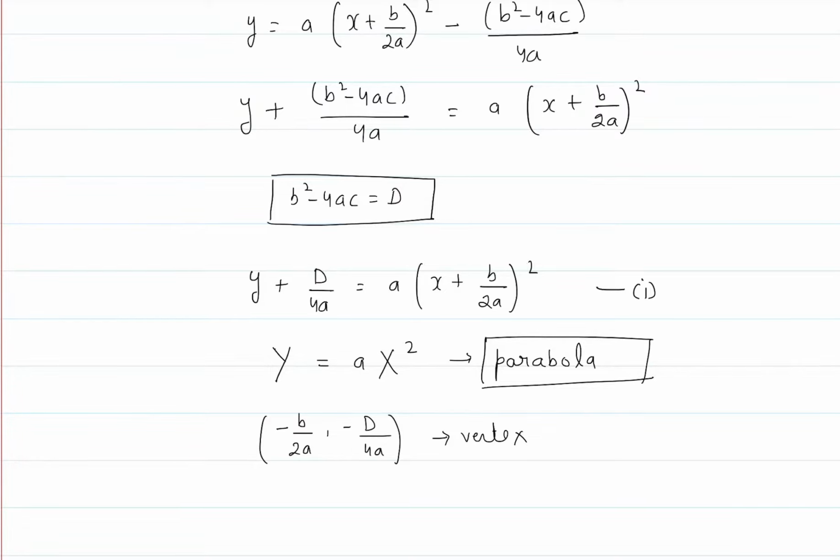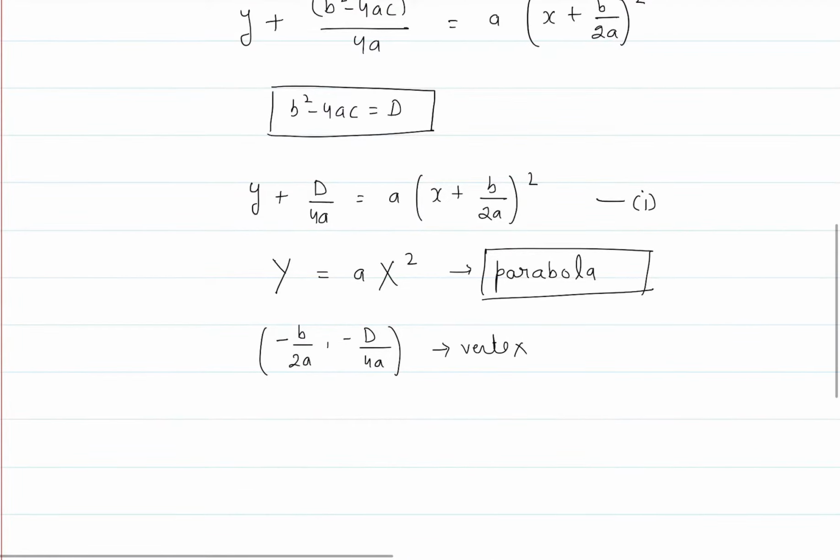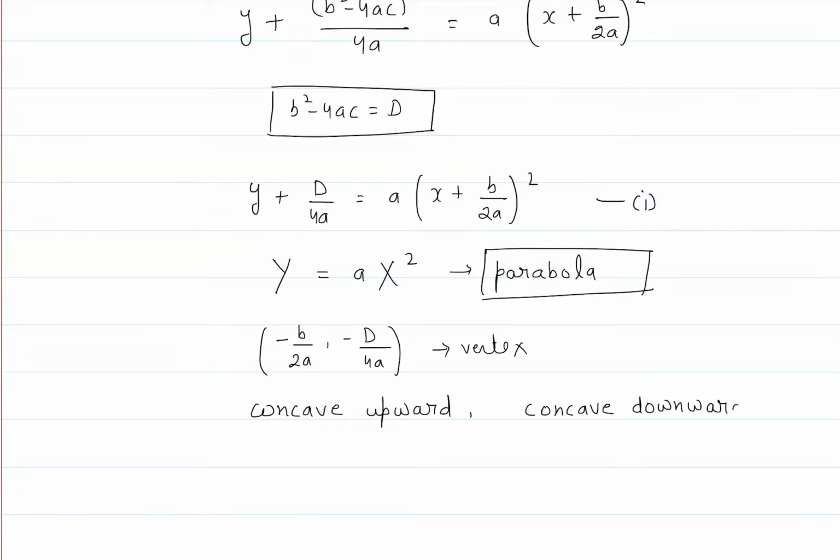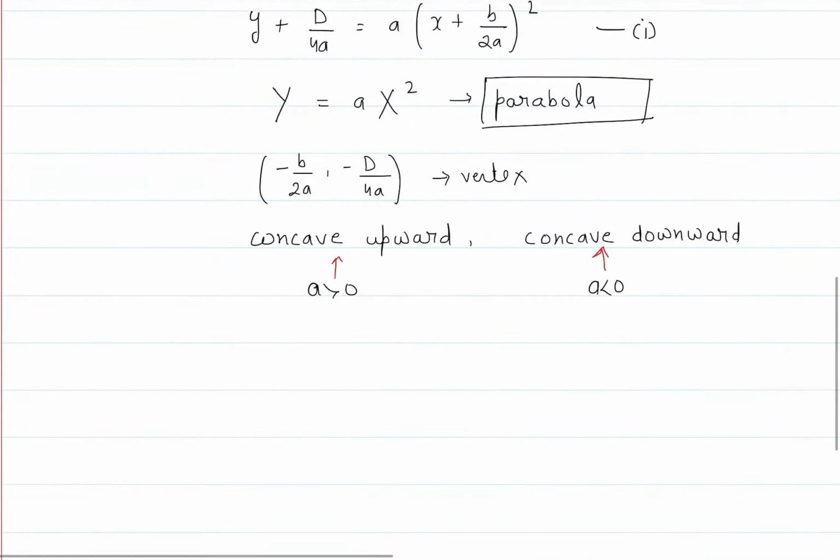Now we know that this parabola can be either concave upward or concave downward. This property depends on the value of a. If a is greater than 0, then this is a concave upward parabola, and if a is less than 0, then this is a concave downward parabola. So basically using a, we can have 6 possibilities. The 6 possibilities depend on a and d.